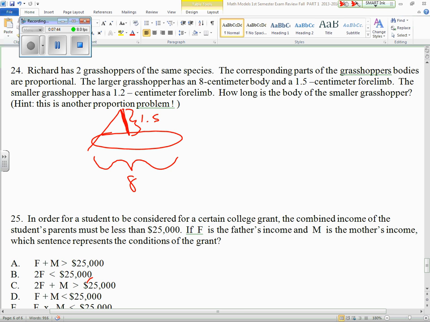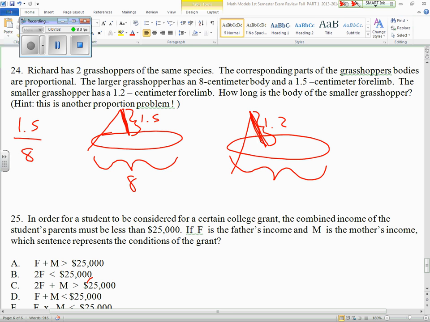The smaller grasshopper has a 1.2-centimeter forelimb. How long might his body be if this is proportional? 1.5 is to 8, as 1.2 is to some missing number. Those two should be equal.